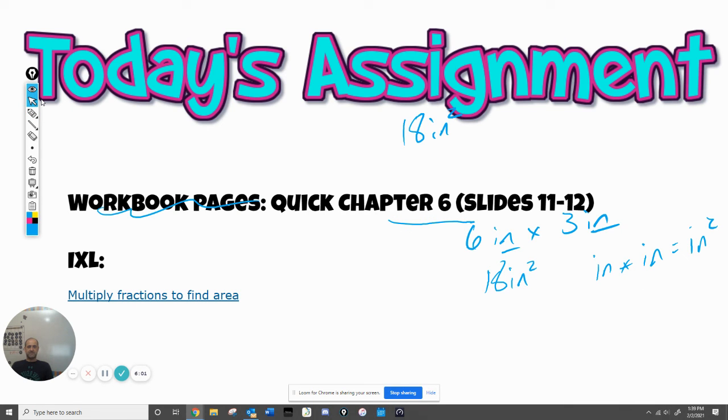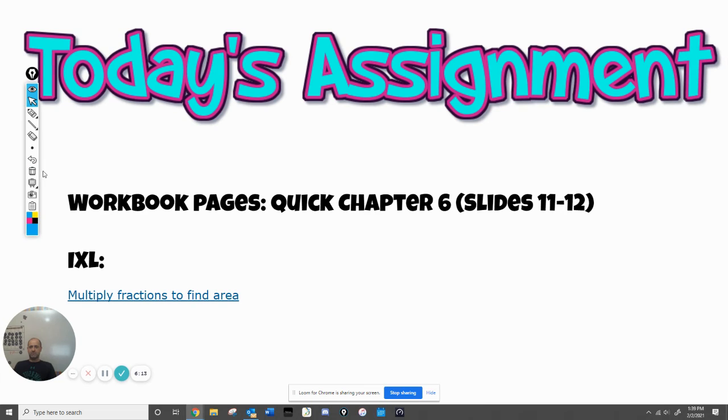Today's assignment. Look at that. We're already done. You're going to work on doing the chapter review. Those are slides, I believe, 11 and 12. They're in your hardcover workbook pages. Quick chapter 6 check. It's almost like a pretest, if you will, to see what you know, to see what you remember.